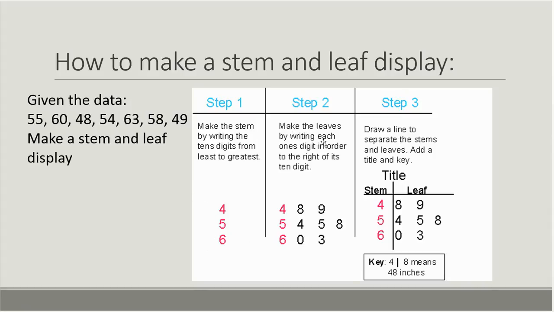Step 2 is make the leaves by writing each one digit in order to the right of its tens digit. You want to write these in least to greatest. So 48 and 49 are in order, 60 and 63, 54, 55, and 58. Then you draw your lines to make your stem spot and your leaf spot and write your title. You can draw a key at the bottom so you know what you are measuring.